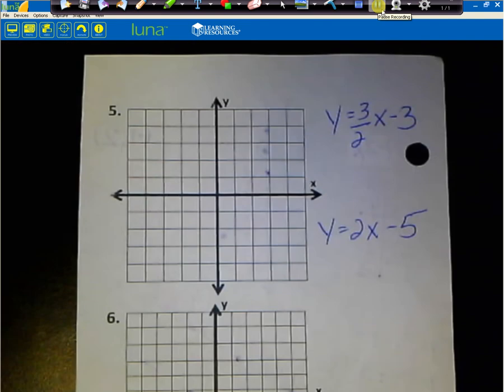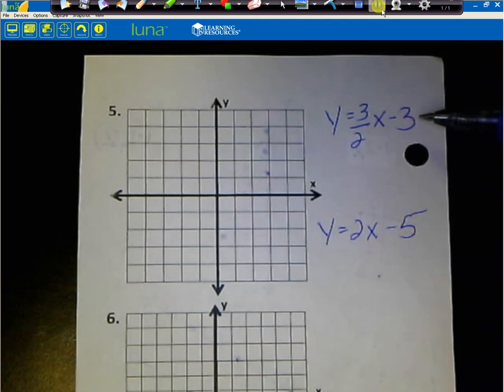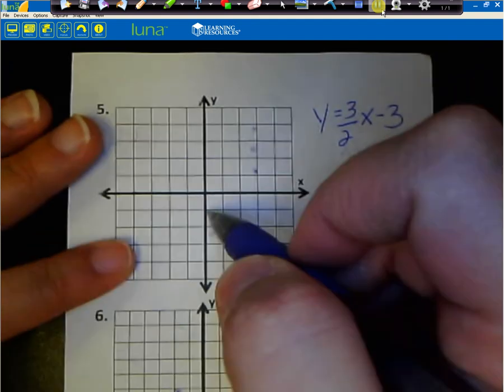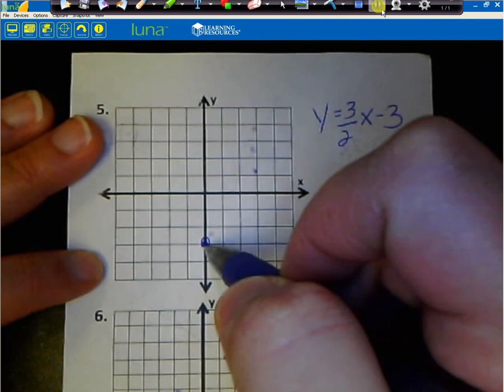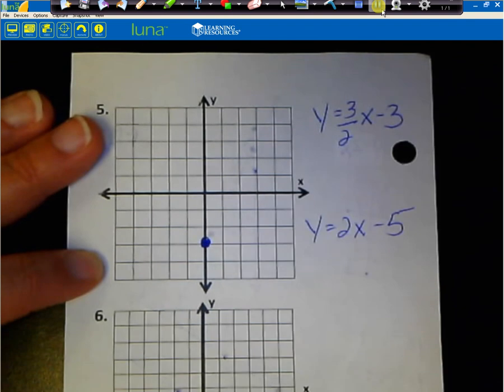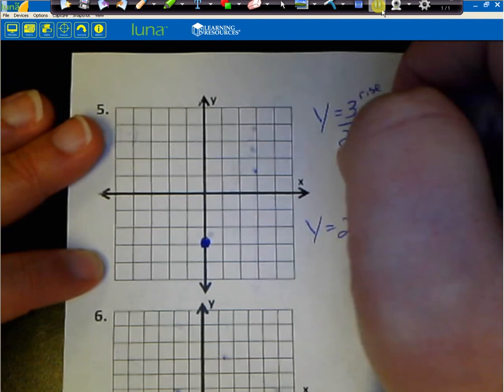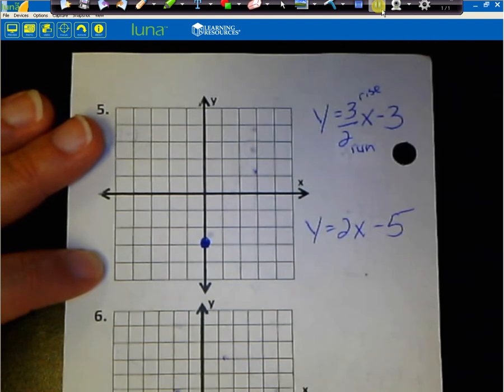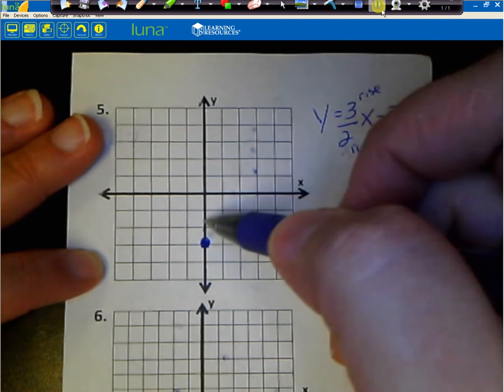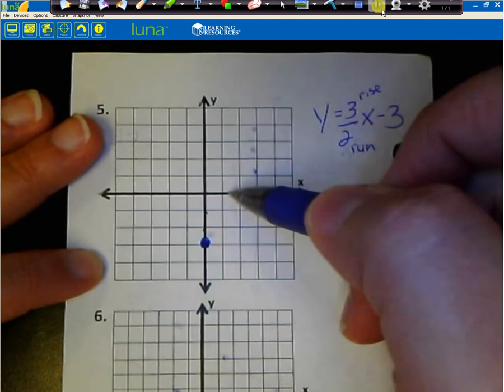Alright, I found number 5 on my notes sheet, and I've went ahead and wrote down my y equals mx plus b equations for my system so that I'm ready to graph. This first one starts at a negative 3, so on the y-axis I'm going to find the negative 3, negative 1, negative 2, negative 3, and put my dot there. And then my rise is 3, and my run is 2, and it's positive, so I'm going to go up 3, 1, 2, 3, and right 2, 1, 2.